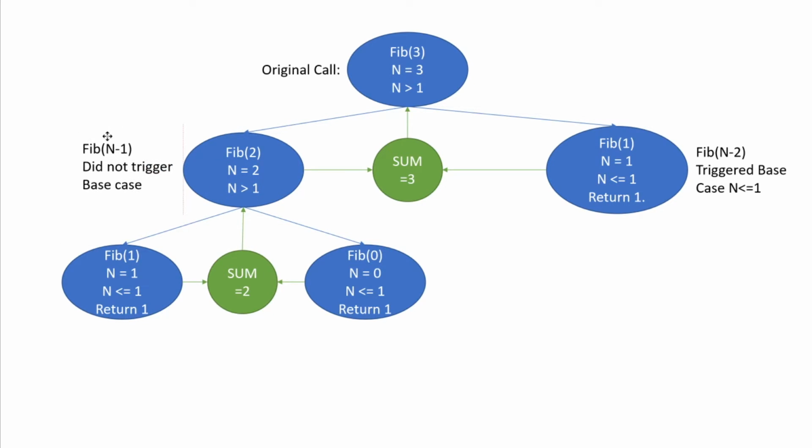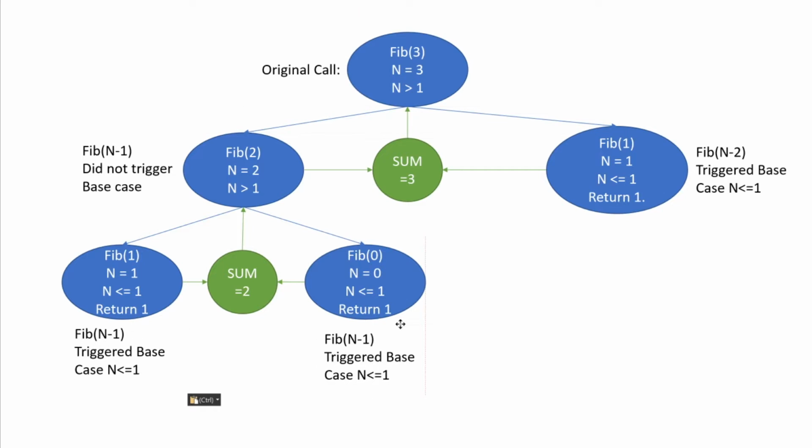then we have to do the recursive call again, which means we get fib of n minus 1 over here, which does trigger the base case because now n is equal to 1. And we also had fib of n minus 2, which triggered the base case because n was less than or equal to 1.